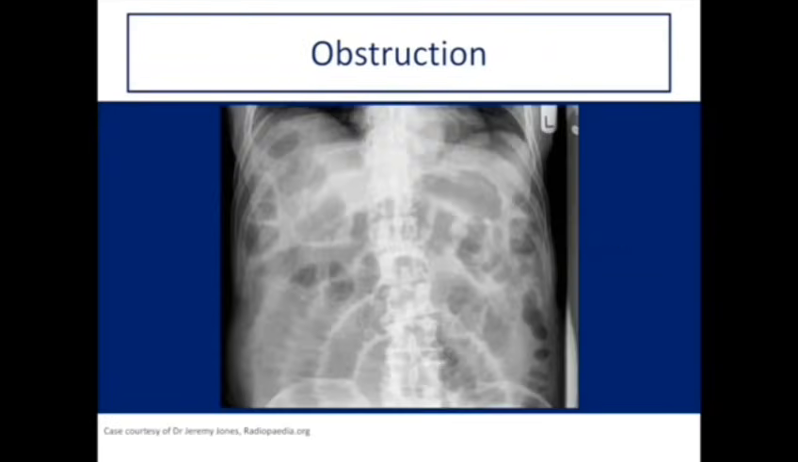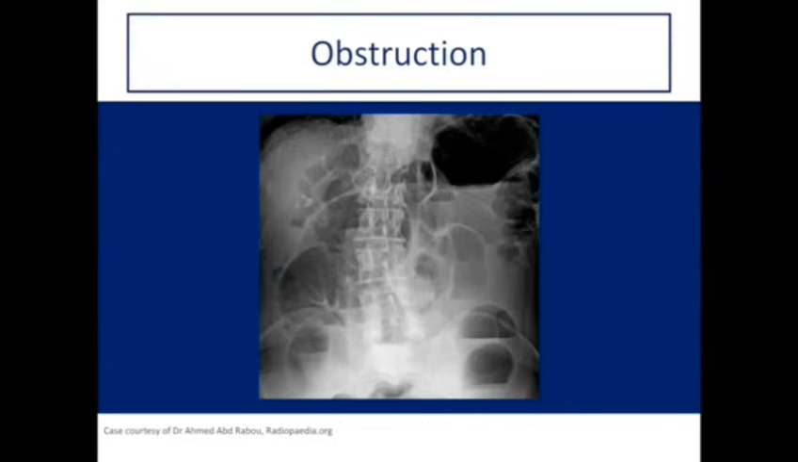So this is a supine film here, and we have multiple loops of small bowel that measure to be greater than 3 centimeters. This is an upright abdominal X-ray, and you notice several air fluid levels at different heights. You'll notice that some of these air fluid levels are in the same small bowel loop and differ in height. For example, this air fluid level and this air fluid level over here and over here. And again, if they differ greater than 2 centimeters, that's a very specific sign for small bowel obstruction.